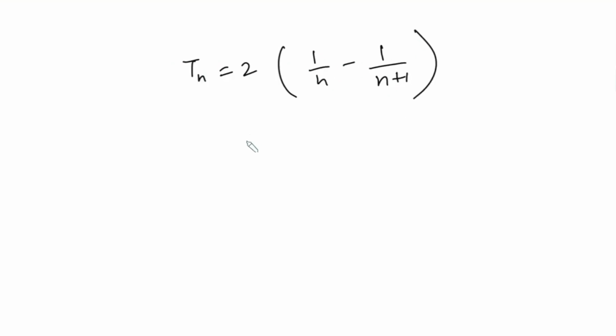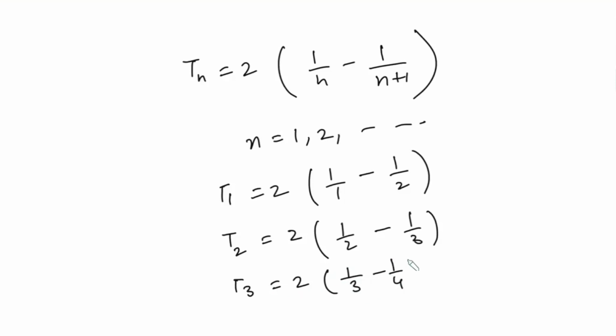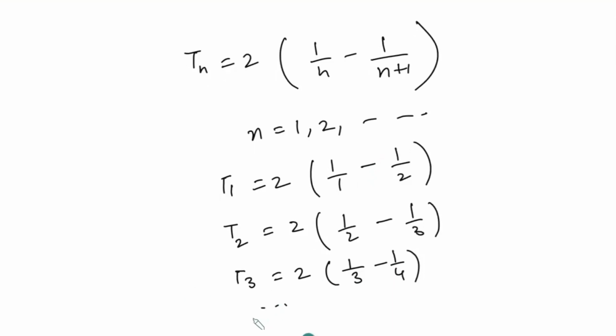By substituting n equals 1, 2, 3, and so on, we get T1 is 2 times 1 over 1 minus 1 over 2. If we use n equals 2, we get T2 is equal to 2 times 1 over 2 minus 1 over 3. Similarly, T3 is 2 times 1 over 3 minus 1 over 4, and so on. If we add all these terms, the last term is Tn, which is 2 times 1 over n minus 1 over n plus 1.